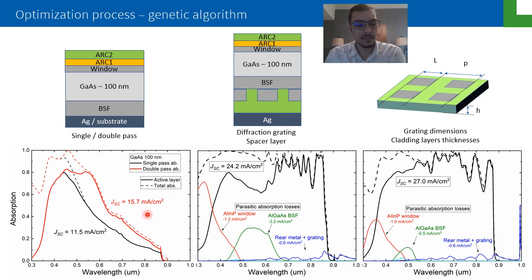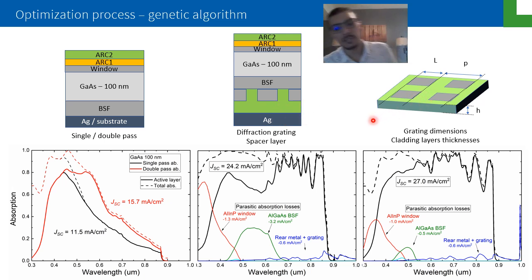And we can see that we gain almost 10 milliamps per square centimeter in the optically equivalent GaAs. Okay. Finally, we ran our genetic algorithm approach, optimizing and changing almost all the thicknesses, except obviously the gallium arsenide, because we want to stick to 100 nanometers. We changed also the refractive index of the materials, trying to find the best materials for our structure. We also changed the grating dimension.